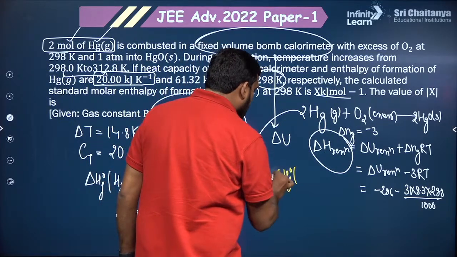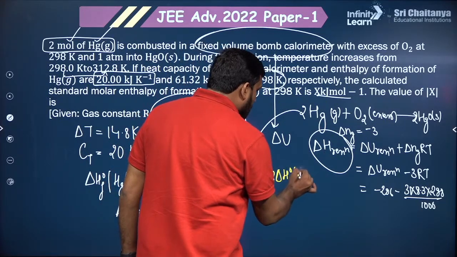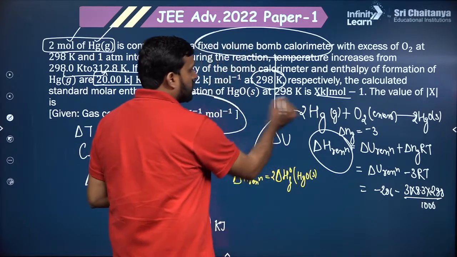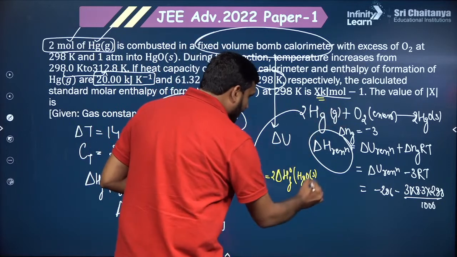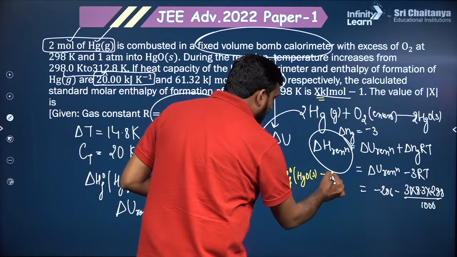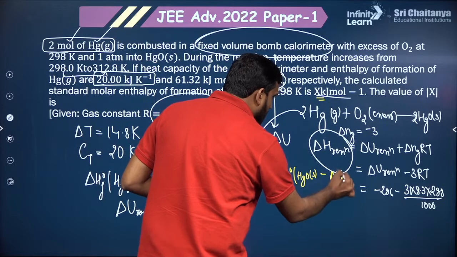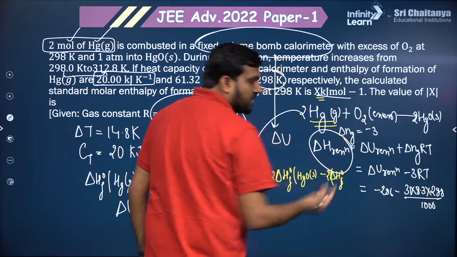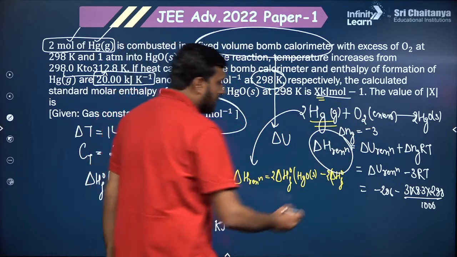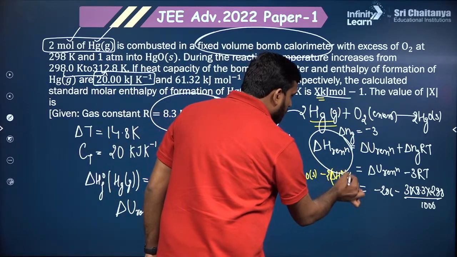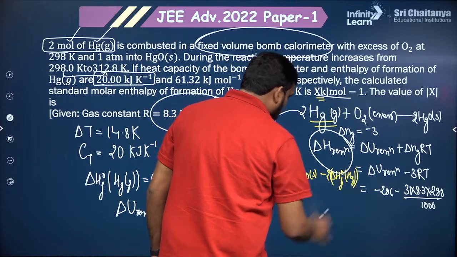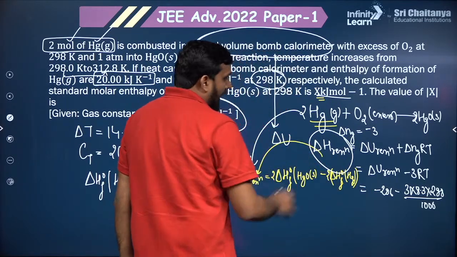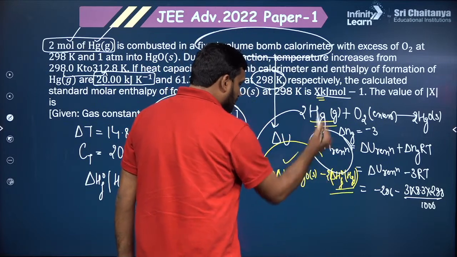So it will be equal to 2 times HgO solid, which we have to calculate, because this is what is asked in the question, given as X, and then minus delta Hf naught of 2 times mercury. For oxygen it will be 0, that is at the standard condition. So this is the equation; calculate the delta H reaction from here, put in these values and you will get the answer.